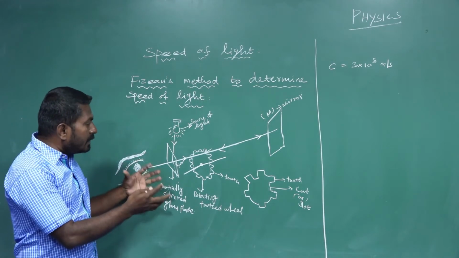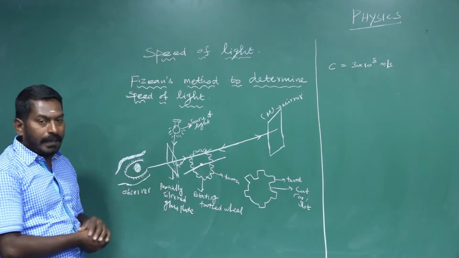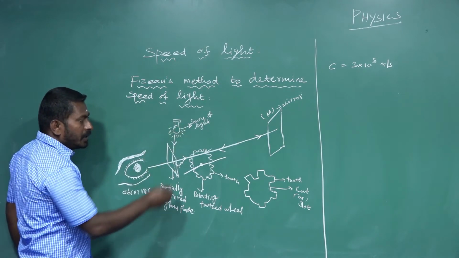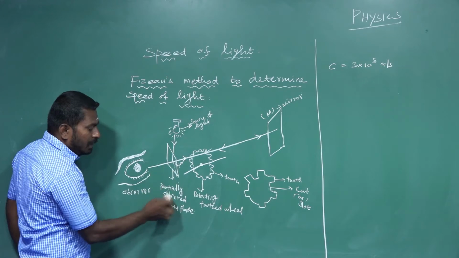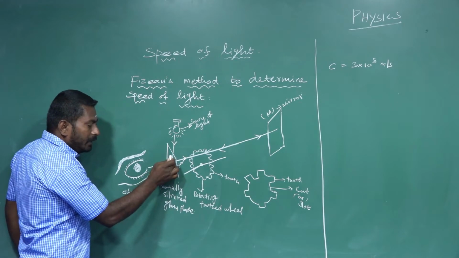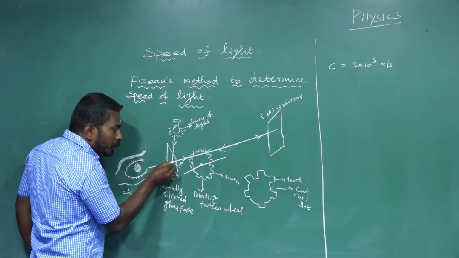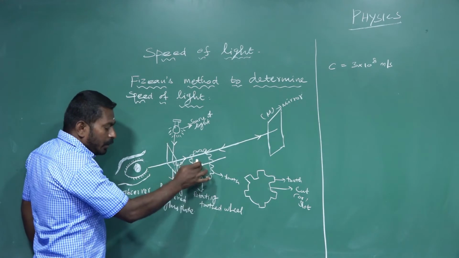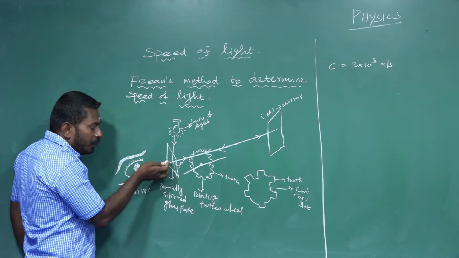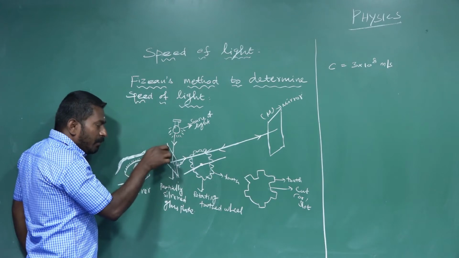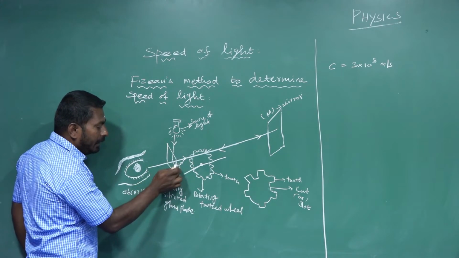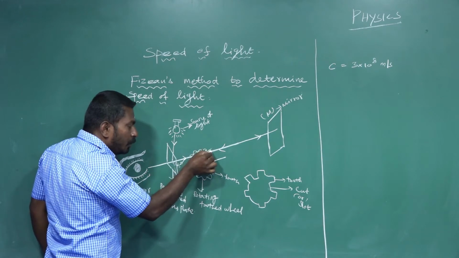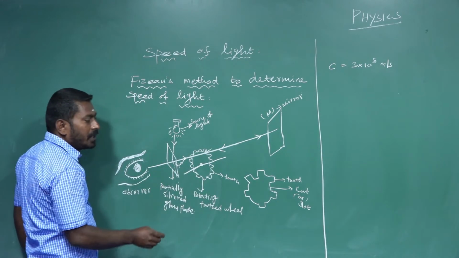Next, how was this apparatus used by Fizeau to determine the speed of light? See, this is the source of light. Light coming from the source is allowed to fall on a partially silvered glass plate, kept at 45 degrees to the incident light. Then the light reflected by the partially silvered glass plate is allowed to fall on a rotating toothed wheel, which is initially at rest. It will not rotate.